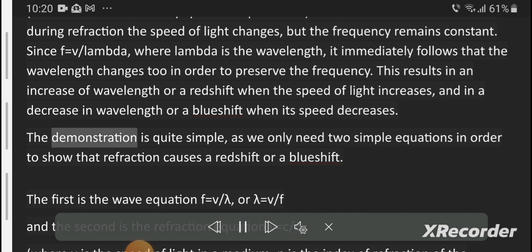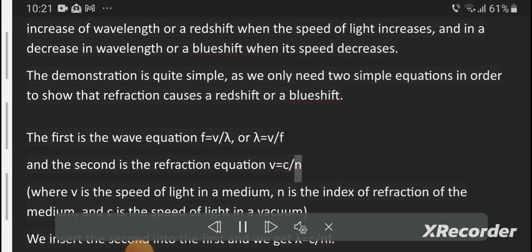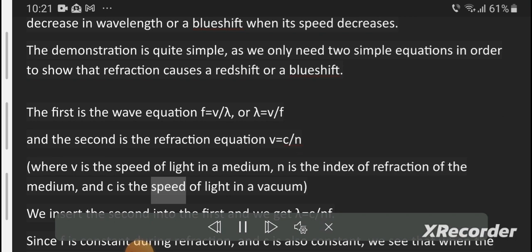The demonstration is quite simple, as we only need two simple equations in order to show that refraction causes a redshift or a blue shift. The first is the wave equation f equals v lambda, or lambda equals v/f. And the second is the refraction equation v equals c/n, where v is the speed of light in a medium, n is the index of refraction of the medium, and c is the speed of light in a vacuum. We insert the second into the first and we get lambda equals c/(nf).